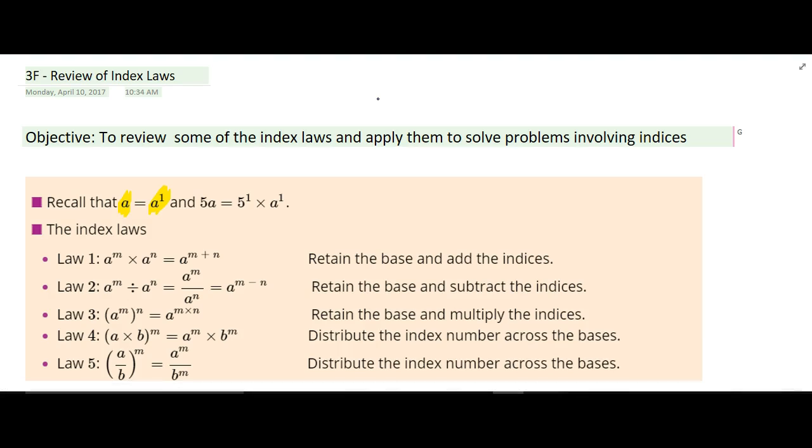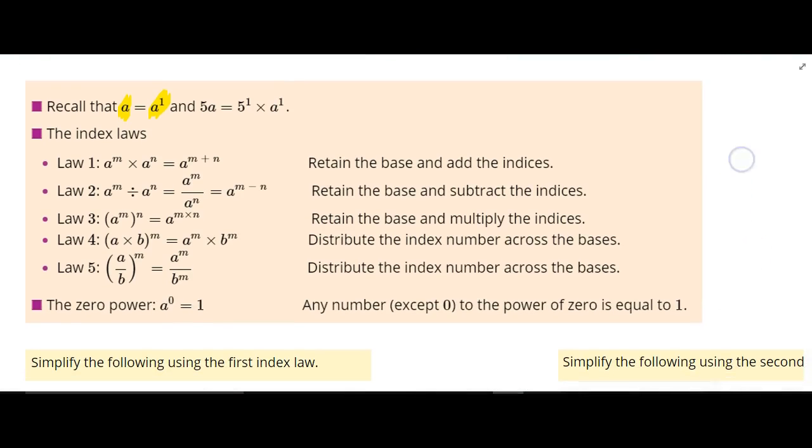This lesson we're going to review some of the index laws that you learnt last year and apply them to solve problems. Okay, so first thing we need to have a look at is these rules here. So I'm not going to go over them, well, quickly maybe.